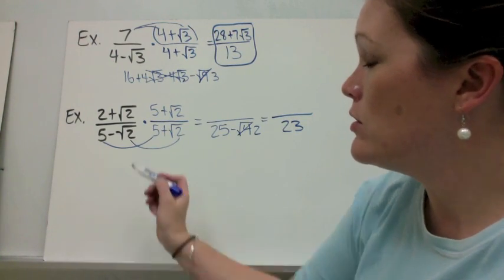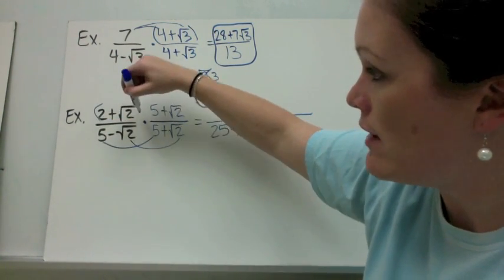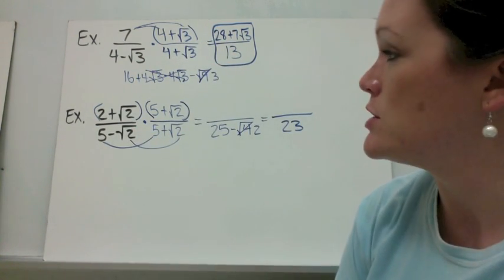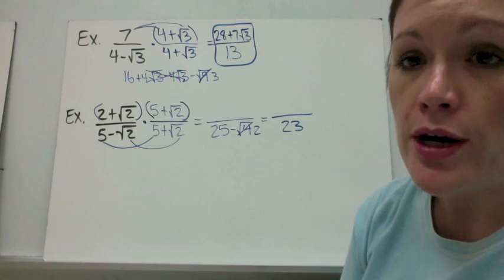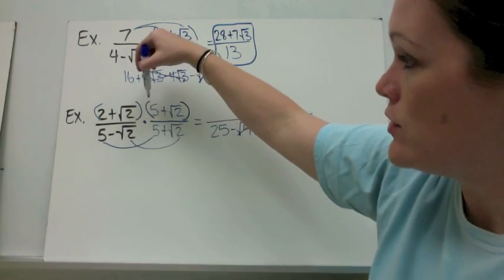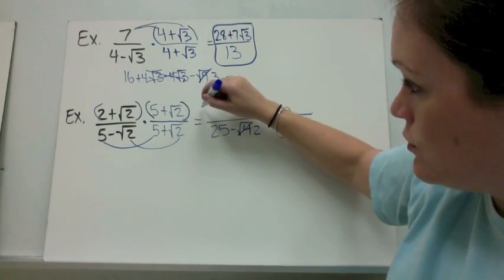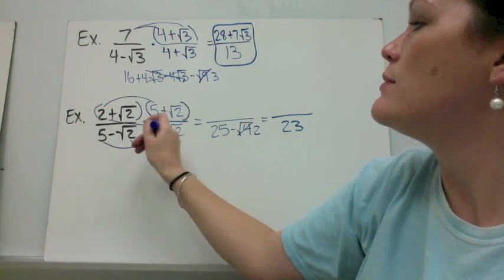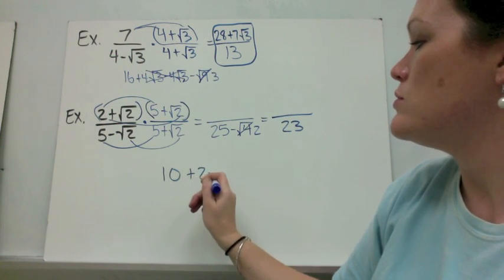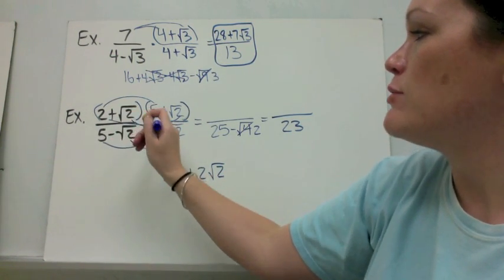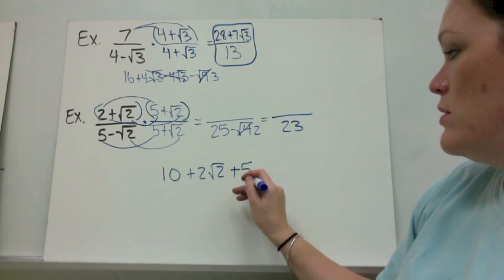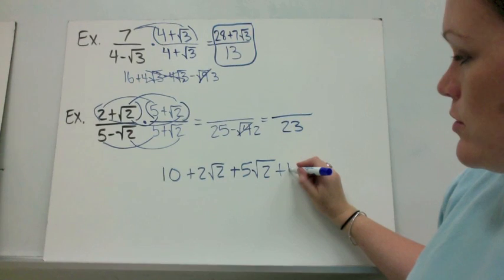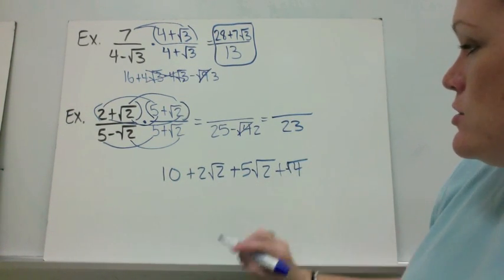And then in our numerator, this problem has a little more going on because now we have a binomial times another binomial. So that goes back to multiplying radical expressions. We're going to have to FOIL our numerator. So let's just take it first term first, 2 times 5, which would be 10. I'm going to write it down here. Outside would be 2 times the square root of 2, so 2 square root 2. Inside would be 5 times the square root of 2. So we have 5 square root 2. And last would be the square root of 4. So we can clean that up.